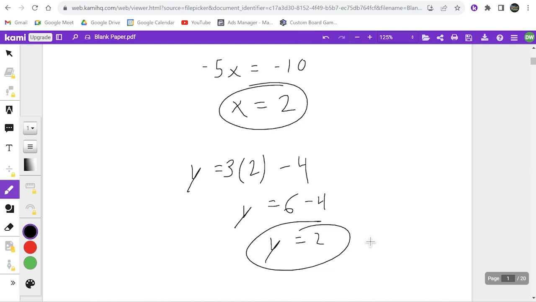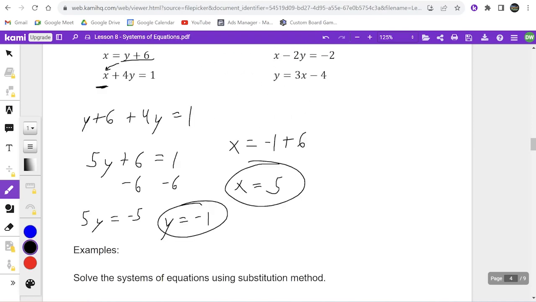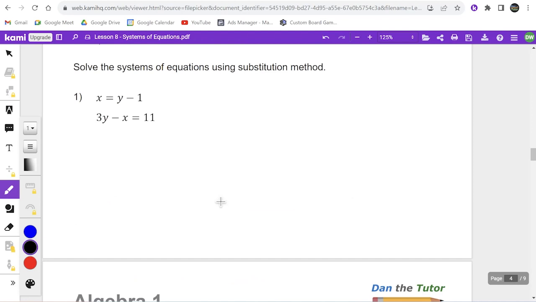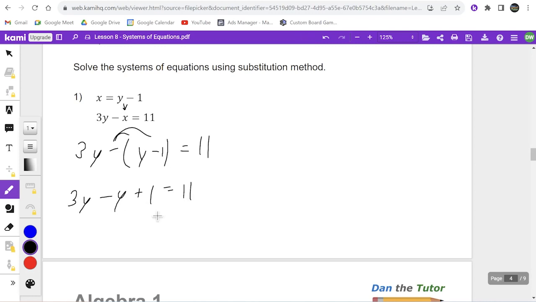Okay. So then, next example. We have x equals y minus 1 and 3y minus x equals 11. Again, I'm going to do it a little faster now because I'm assuming it makes sense. But x equals y minus 1, I'm going to be plugging that right there in for x. It's going to be 3y minus parentheses y minus 1, the quantity, equals 11. Next, I distribute the negative sign to both terms. So 3y minus y plus 1 equals 11.